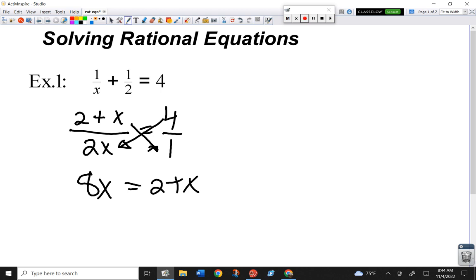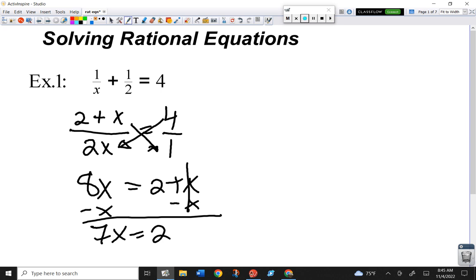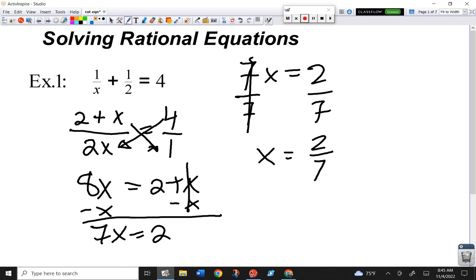This is an algebra 1 equation, ladies and gentlemen. Subtract x from both sides, and you'll get 7x equal to 2. Now you'll have 7x equal to 2. Divide both sides by 7. Cancel that out to 1. x is going to equal 2 over 7. And leave it as a fraction. It's fine. There's no problem with having fractions as our rational equation answers.